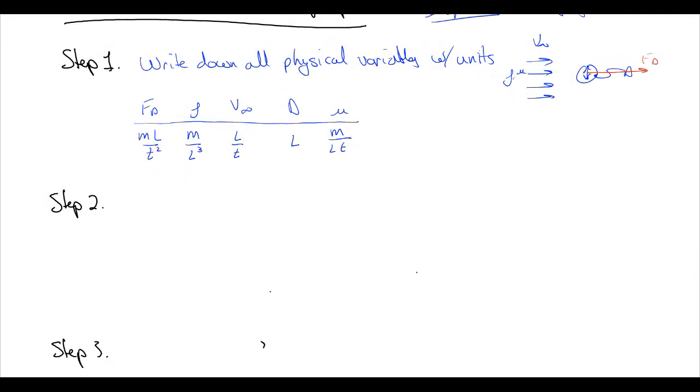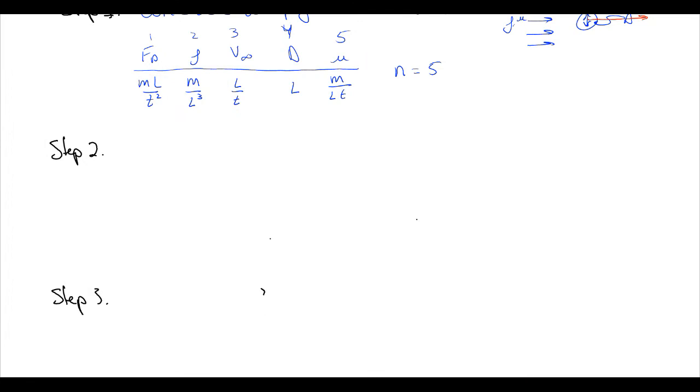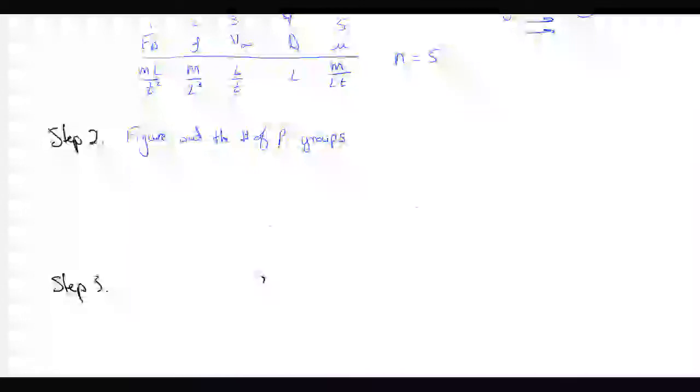Great. And then once you've done this, we write down n is equal to 5 because we have 1, 2, 3, 4, 5 physical variables. And we move on to step 2. Step 2 is figure out the number of pi groups. All right, so that's pretty easy. We count up the number of physical dimensions that we have here. We have mass, length, and time.